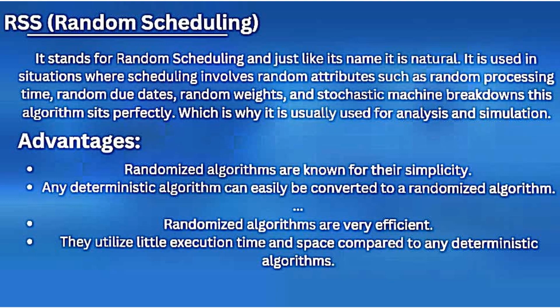Another is RSS. It stands for random scheduling, and just like its name, it's random in nature. It is used in situations where scheduling involves random attributes such as random processing times, random due dates, random weights, and stochastic machine breakdowns. These algorithms handle such cases well, which is why it is usually used for analysis and simplification.